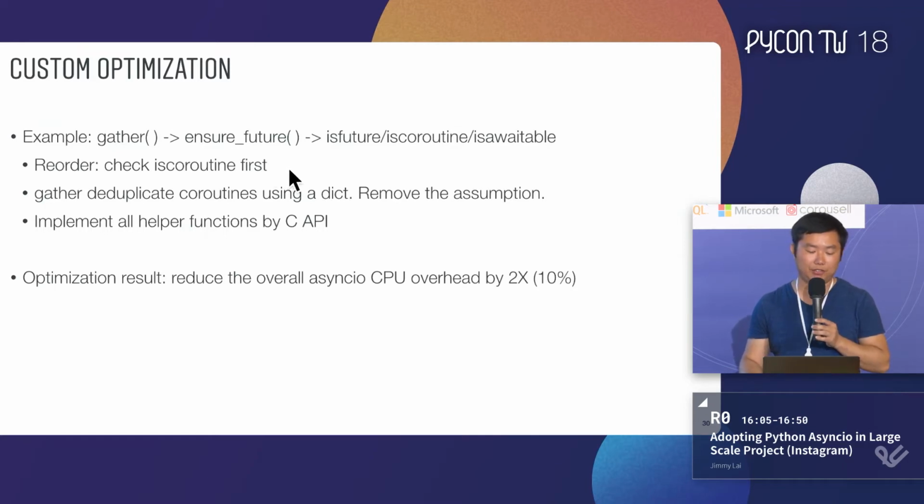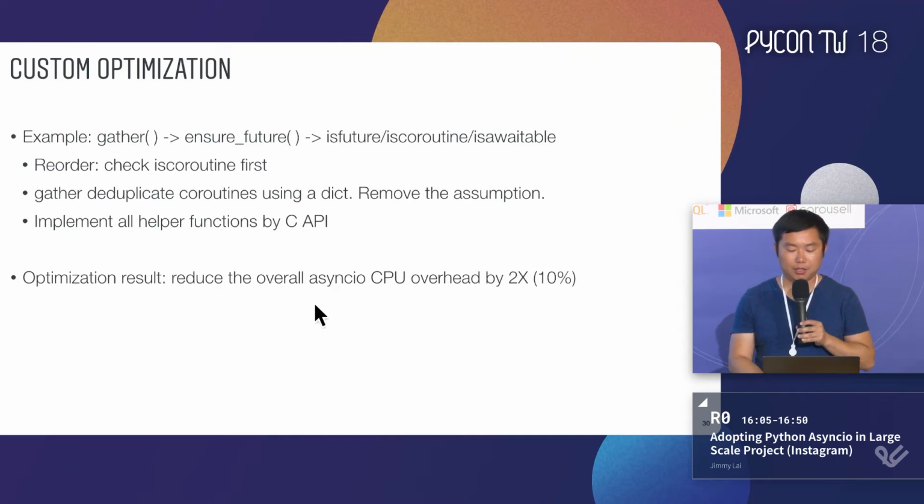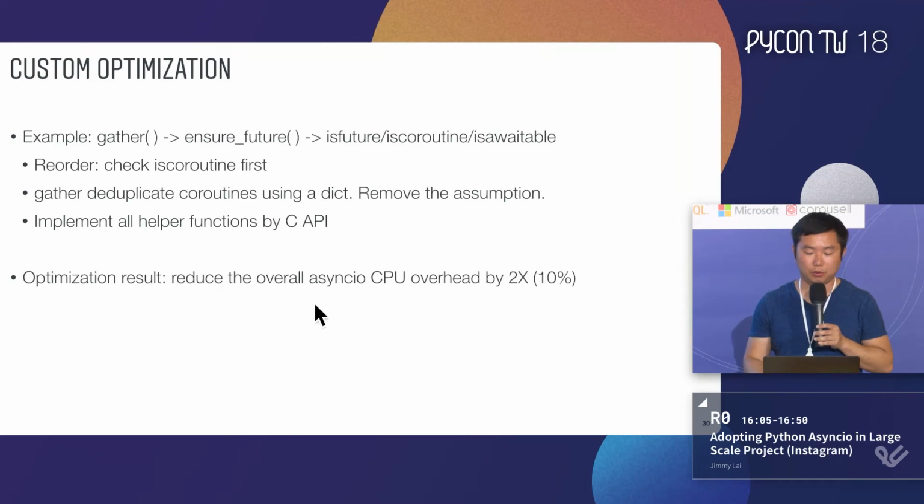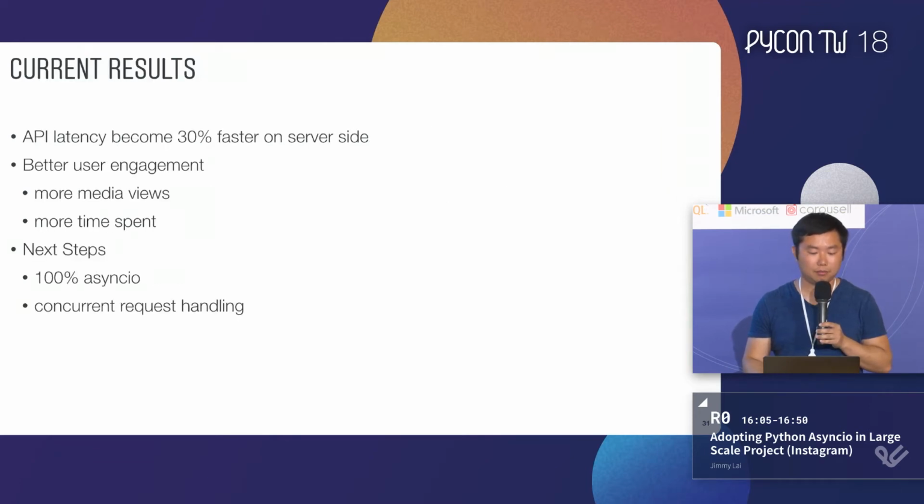earlier and it's faster. And we also remove an assumption that gather assumes you could provide duplicated coroutines, and it does the dedupe using a dict. And we also implement some of the helper functions in C API to make it faster. So in the end, our current status, we make it 2 times faster. So it's costing 10% now. And we are still working on it.